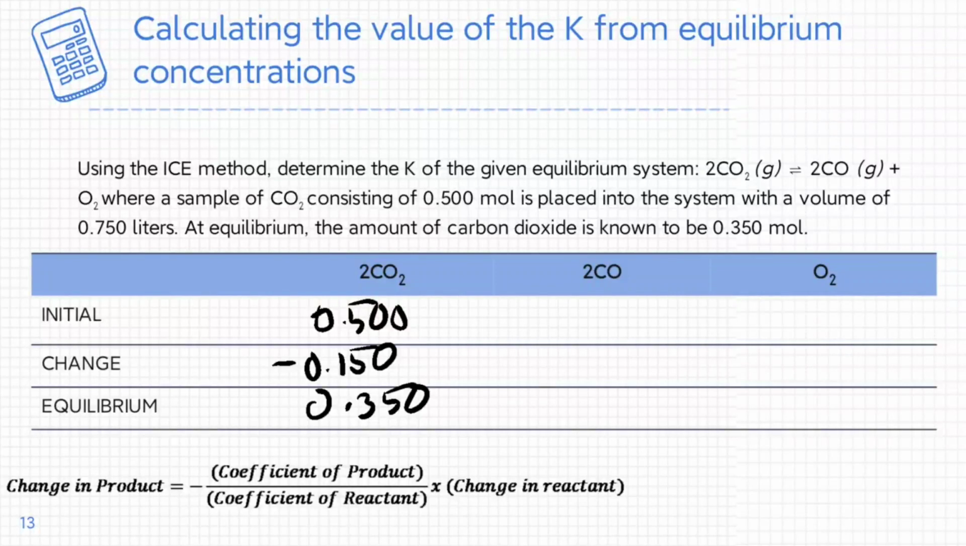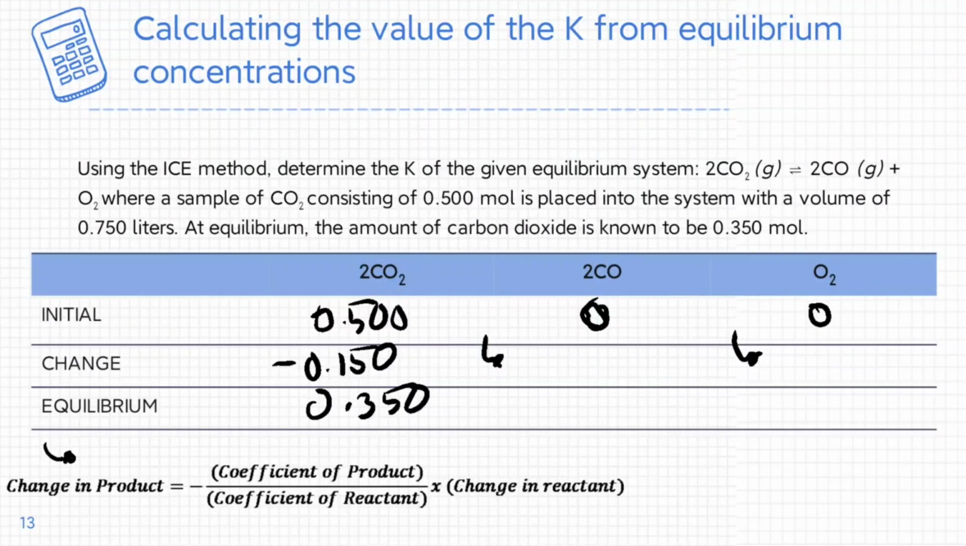Okay. Now, to compute for your change in product, you refer to this formula. So, change in product is equal to the negative coefficient of product over the coefficient of reactant multiplied by the change in reactant. So, isa-isa natin yan. One by one, we need to compute for the change. Okay? So, yung change here sa carbon monoxide, and then yung change here dito sa oxygen gas. So, first, let's compute for the change in the carbon monoxide.